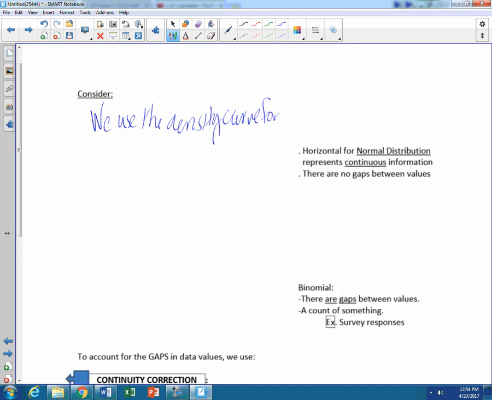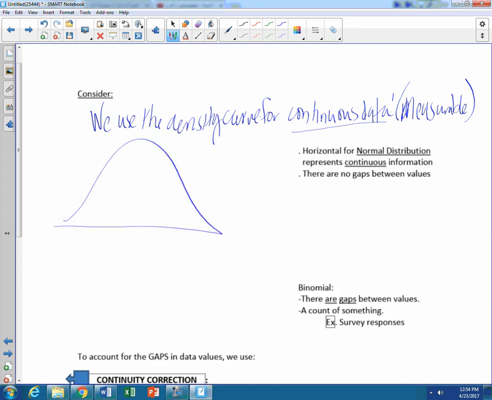Curve for continuous data, which is measurable, which includes our decimal values. Well, let's call this measurable. So decimals, I wanted to jot that down too. And on our curve, we think about it on the density curve, that's all represented down here.